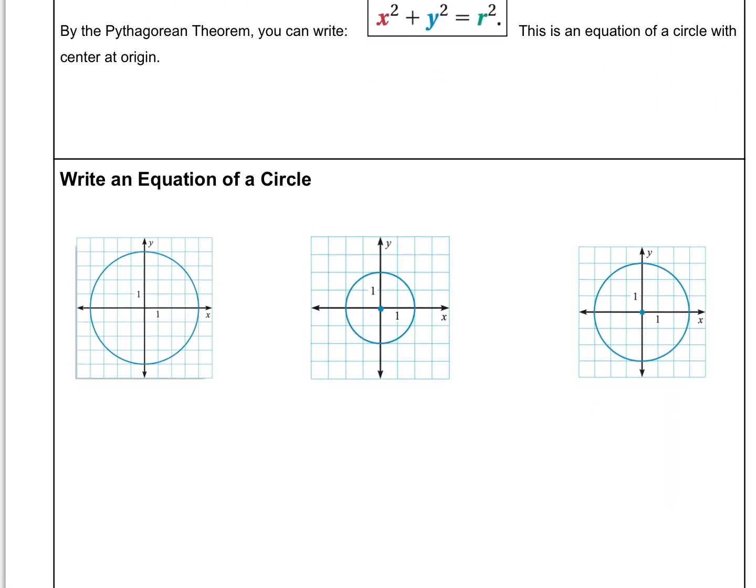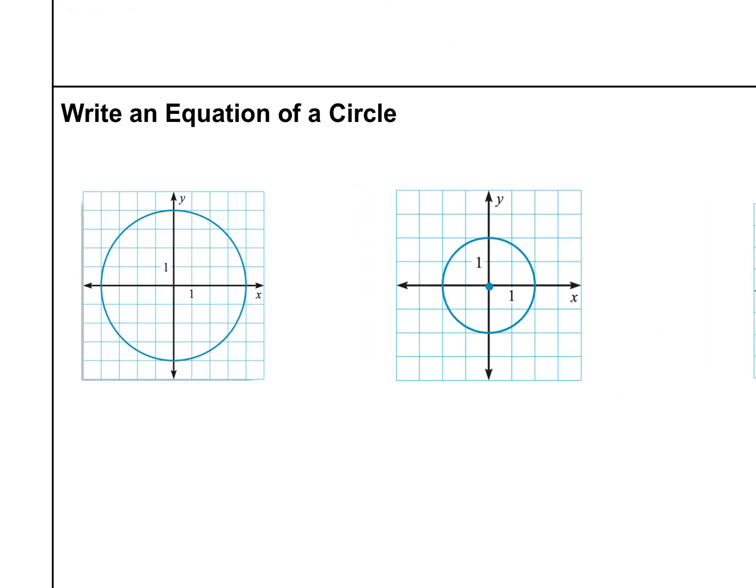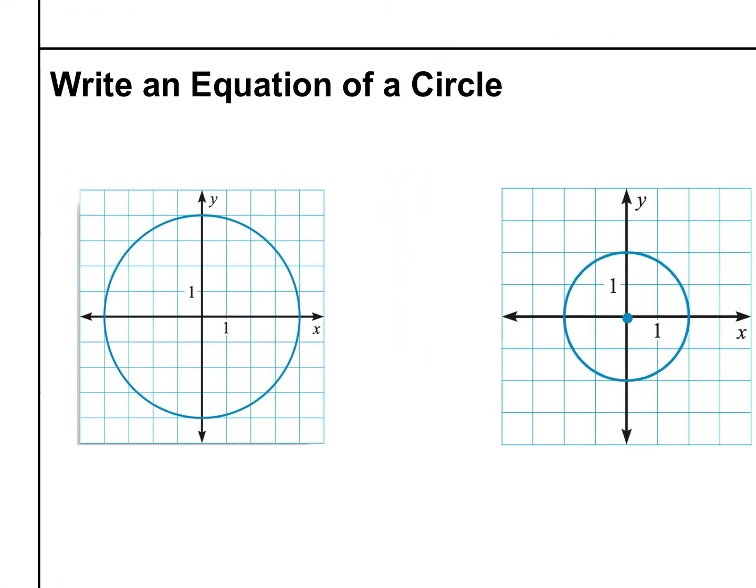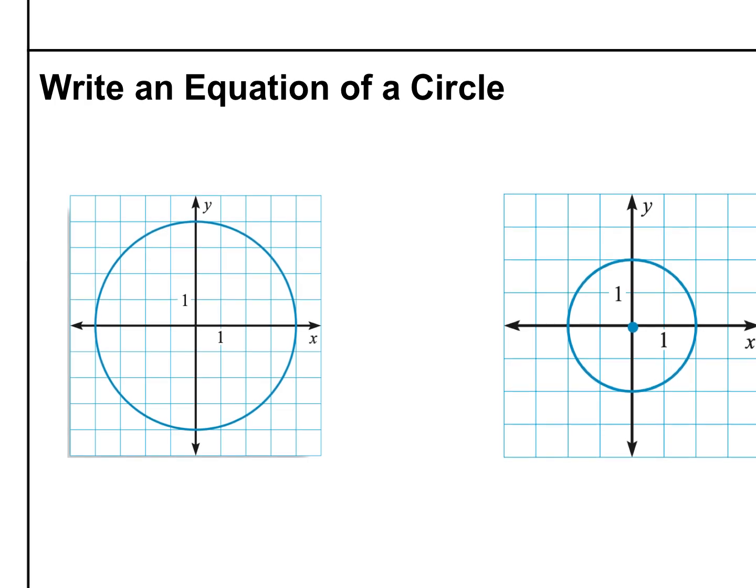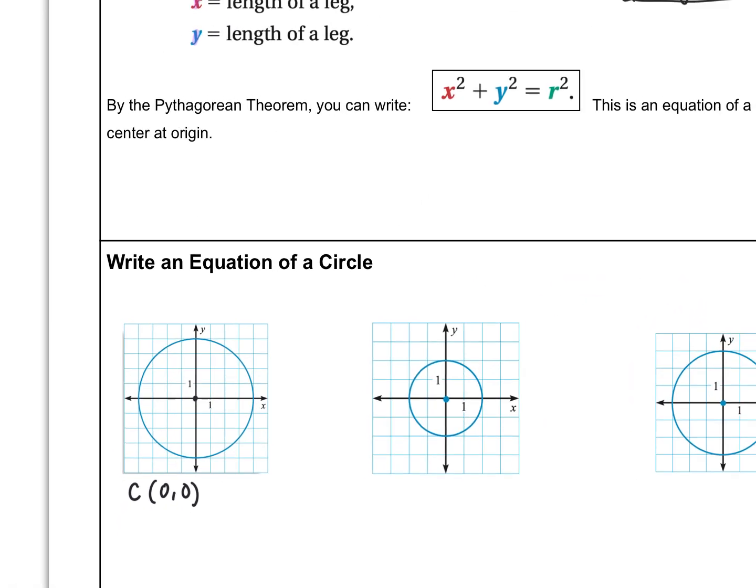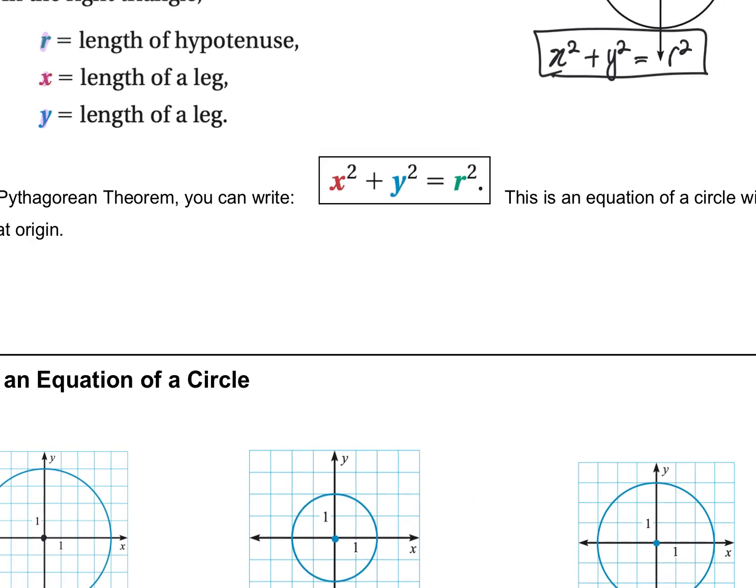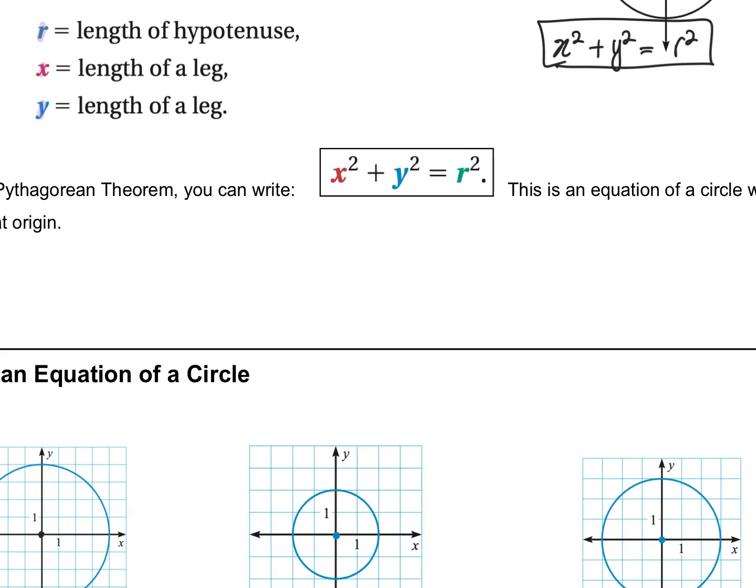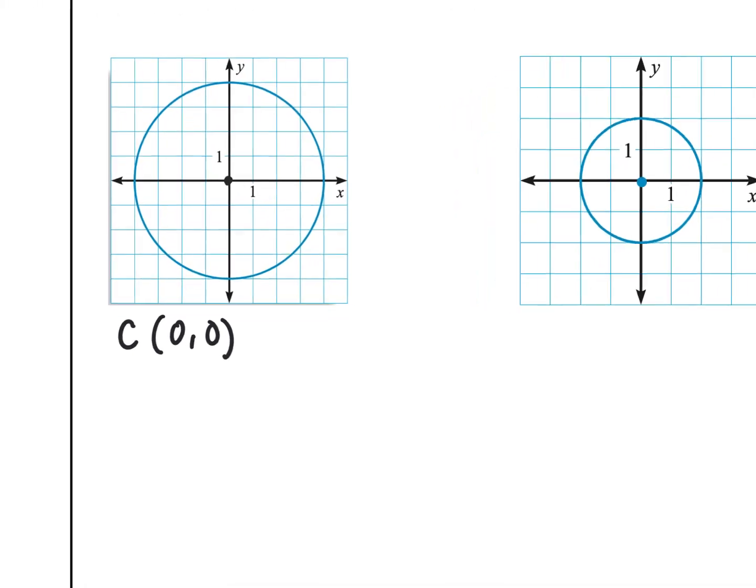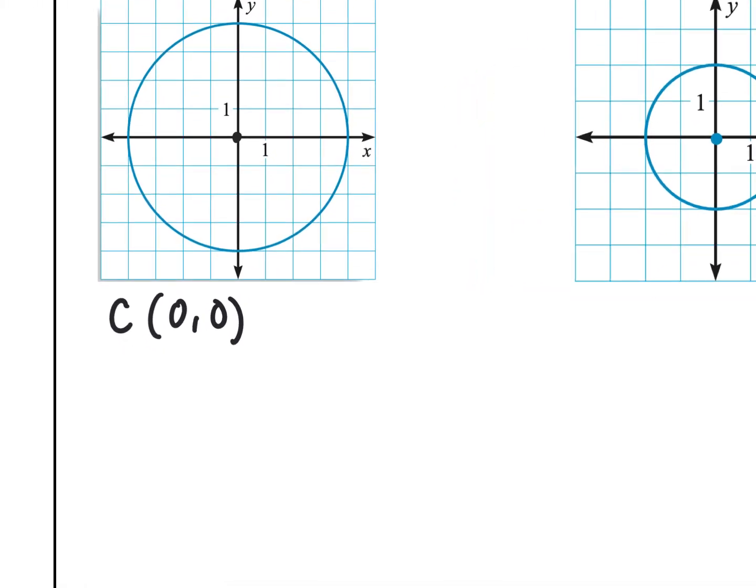Okay, write an equation of a circle. If you notice, in all the circles in this coordinate plane, the center is at (0, 0), or the point of origin. So let's say that our center here is (0, 0). Let's also remember that the equation of our circle here is x squared plus y squared is equal to r squared. Let us write that one.